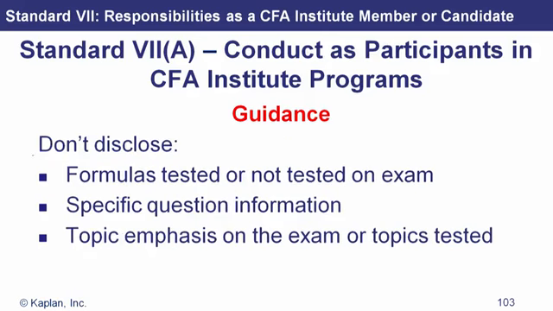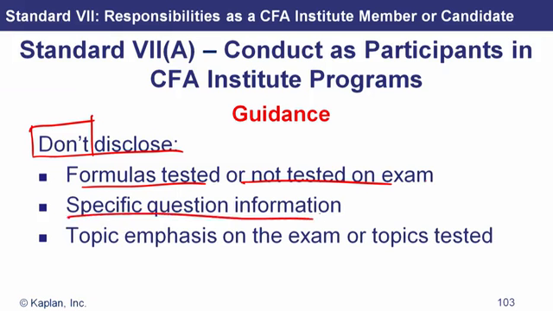Okay, don't disclose. Here we've talked about required disclosures. The difference here is these are the don't disclose things. You can't disclose formulas tested or not tested on the exam. So you can't say, you didn't need the formula for holding period return, you did need the formula for the capital asset pricing model. After the exam, you can't talk specifically about formulas tested or not tested. Specific question information, for example, there was a question on pricing a float-for-float currency swap that involved a decrease in the value of the yen, so detailed question information. And then topic emphasis on the exam, or topics tested.